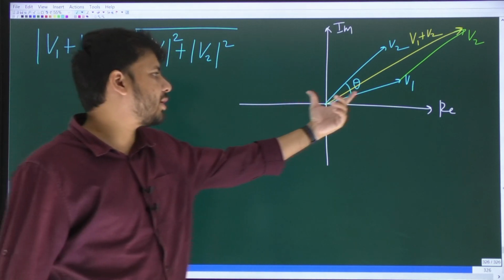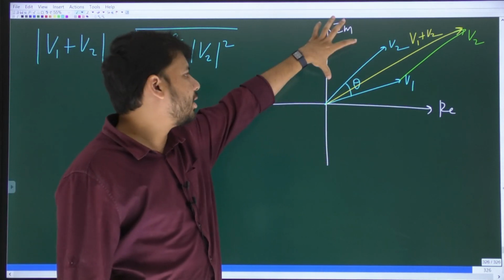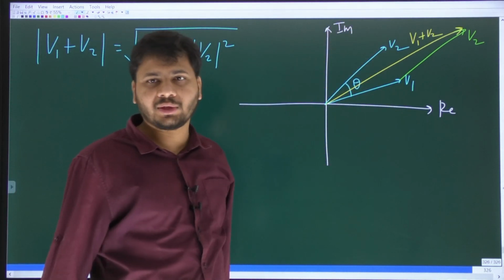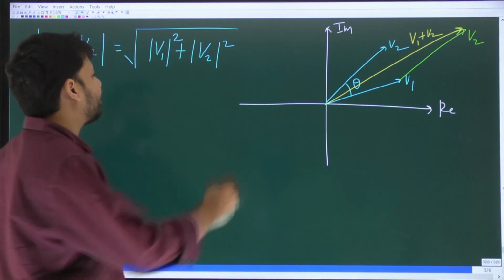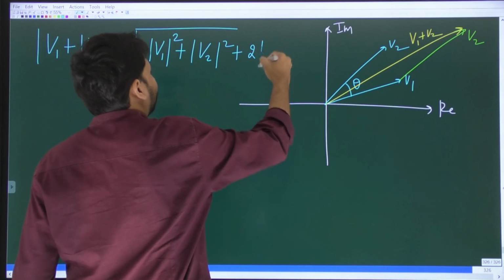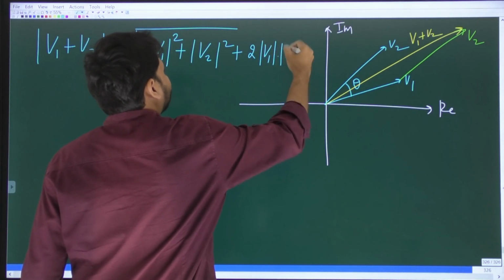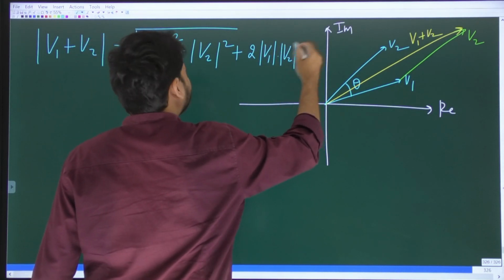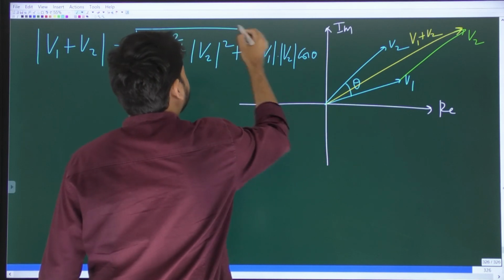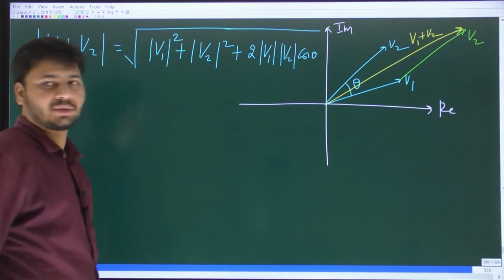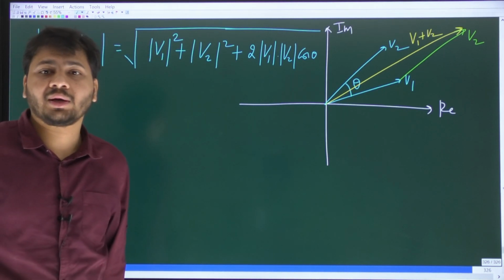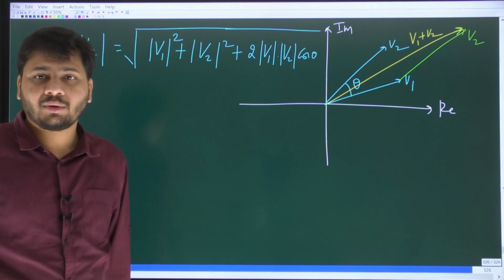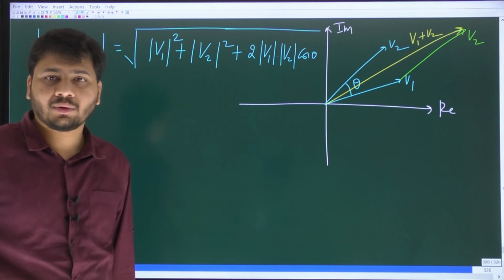So mod V1 is the length of phasor V1. Mod V2 is the length of phasor V2. So square root of mod V1 square plus mod V2 square plus 2 times mod V1 mod V2 cos theta. That's all. This is how you calculate the magnitude of the resultant phasor when you add these two phasors.